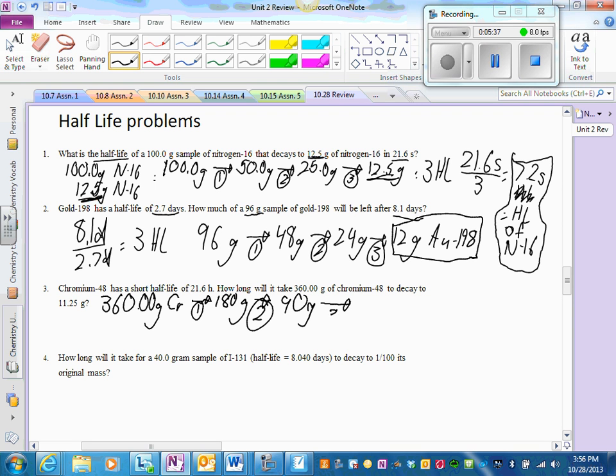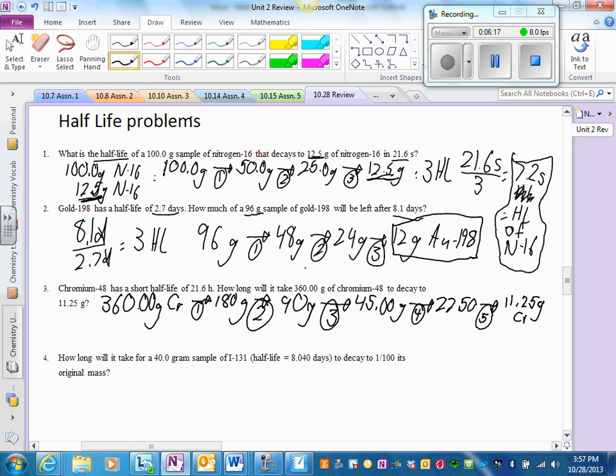Okay, so now after 3 half-lives, I go down to 45, and I should be including all of my zeros in each one of these: 45.00 grams of chromium. Then it undergoes another half-life. 4 half-lives gets us down to 22.50 grams of chromium. So now we have to undergo a fifth half-life, which gets us down to 11.25 grams of chromium.